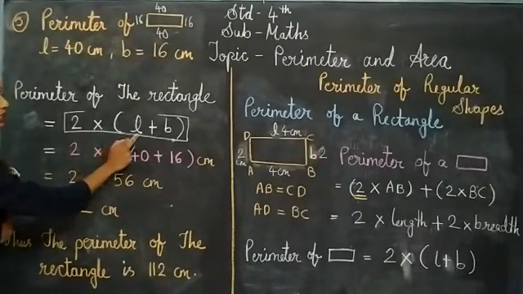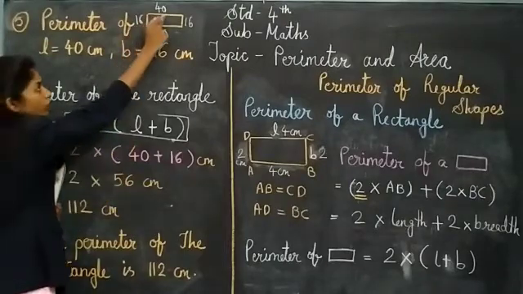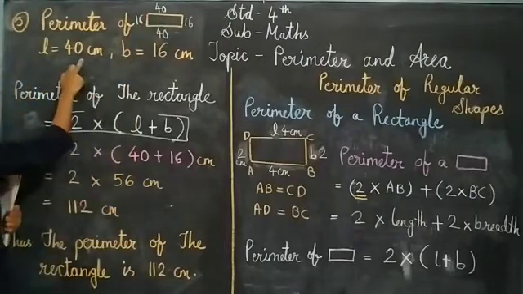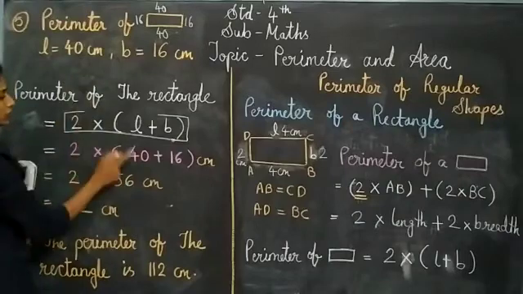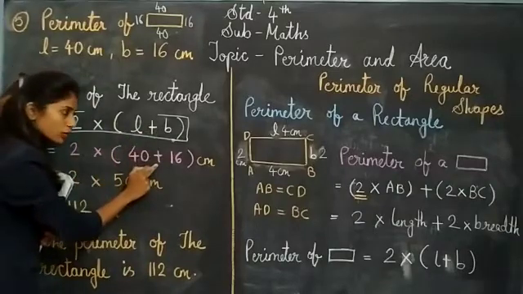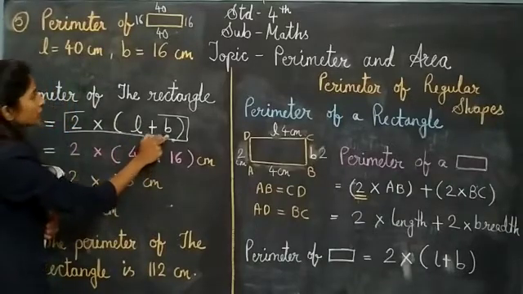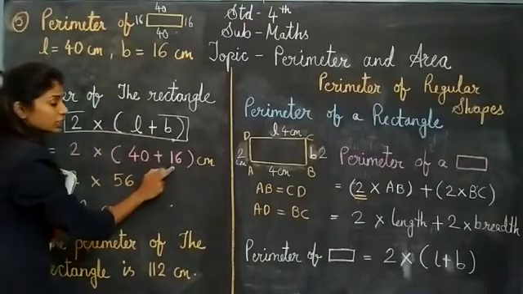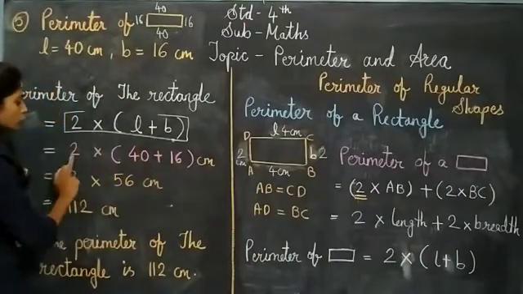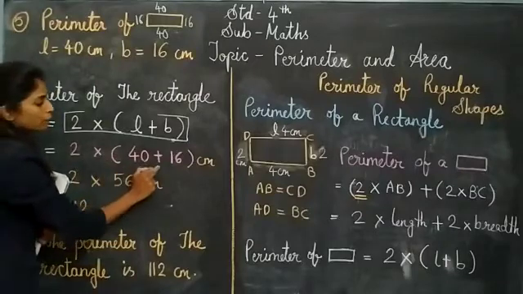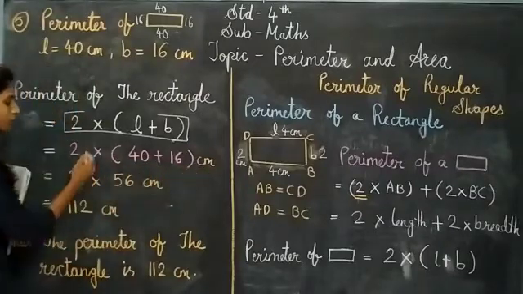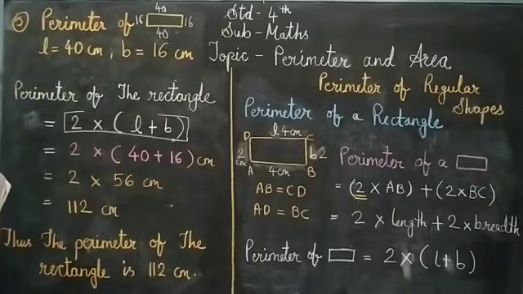Now what is our length? Our length is how much? 40 cm. It is given in the question only. Okay, length is 40 cm. Plus sign will also come as it is. And what about breadth? How much is our breadth given? Our breadth is given 16. Okay, so 2 multiplied by (40 plus 16) cm. Then in our next step we have to solve it.